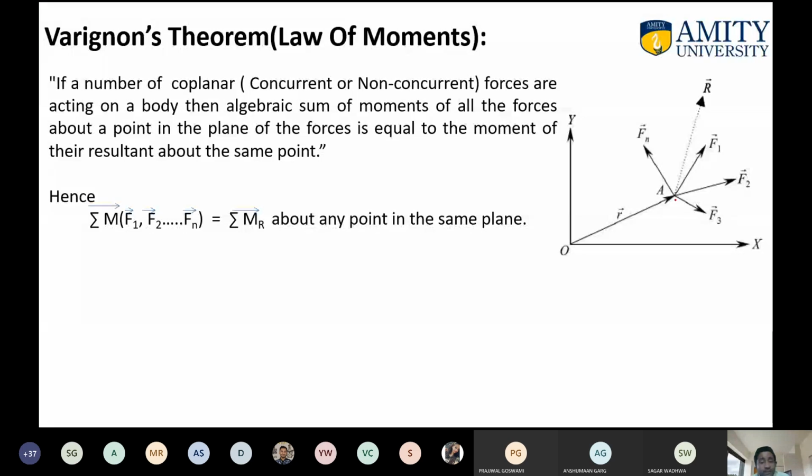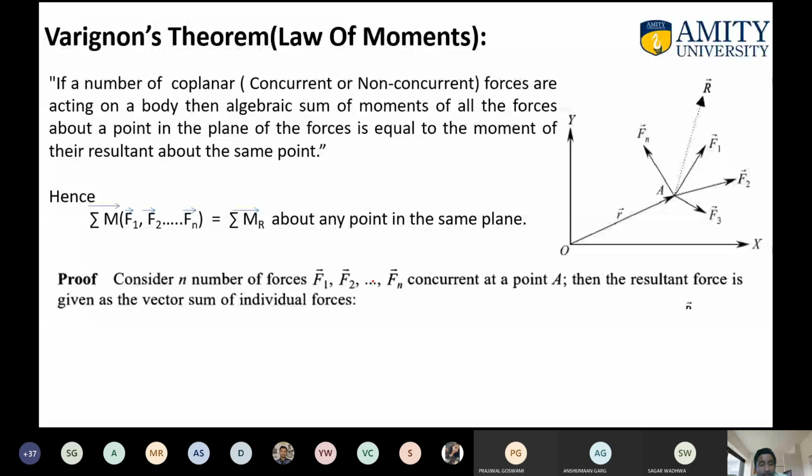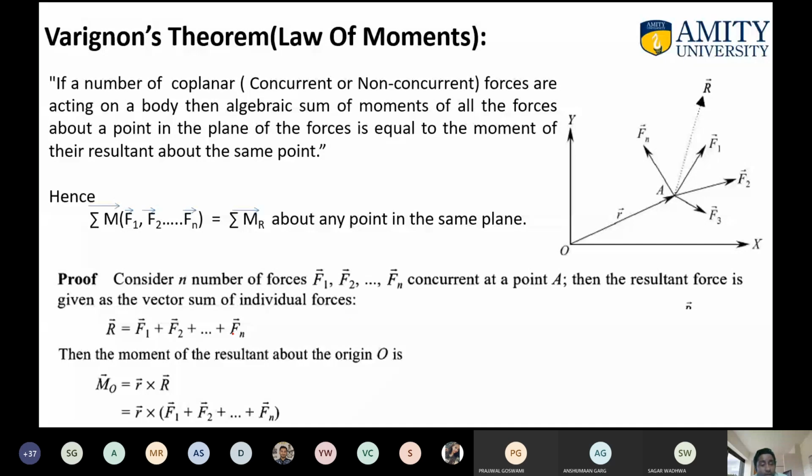So the proof, you can see, is very simple. Consider n number of forces, let us say F1, F2, F3 up to Fn. They are concurrent forces meeting at a point A. Then the resultant is given as the vector sum of the individual forces. So we are writing the resultant here: F1, F2, F3, F4 up to Fn, because we have taken n number of forces. So this is the resultant of all the individual forces.